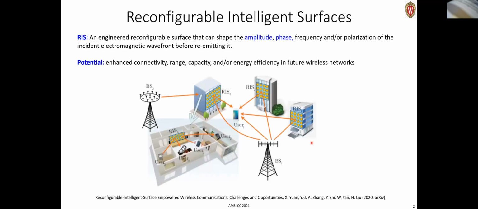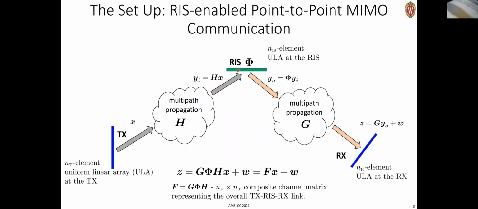So what are reconfigurable intelligent surfaces? Well, it's basically an engineered surface that can shape the amplitude, phase, frequency, or polarization of the incident electromagnetic wavefront before re-emitting it. So as shown here, there are these RISs on the surfaces of buildings reflecting signals. And there's a lot of work on RISs recently to enhance the connectivity, range, capacity, or energy efficiency of future wireless networks. So here's the setup we have.